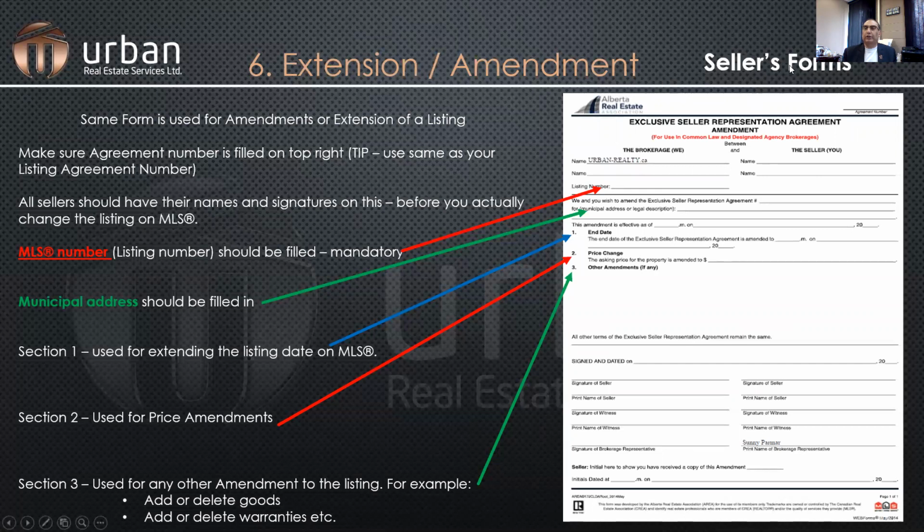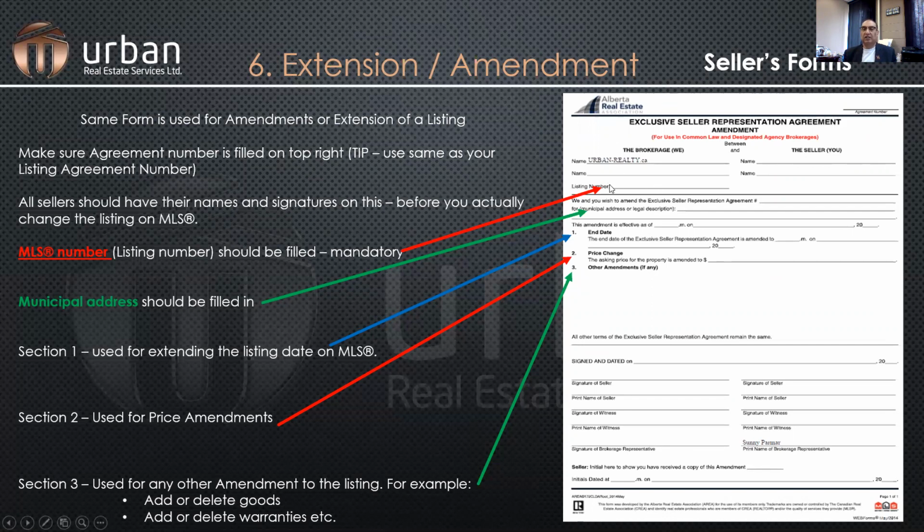What you have to make sure you understand here is that, again, on top right, the agreement number should be there. It should be the same as your listing agreement. So it becomes part of that whole package. Always use that agreement number so that in case you have more than one client going on at the same time, and you get confused about which documents belong to which, at least you can go by the agreement number and put them all together.